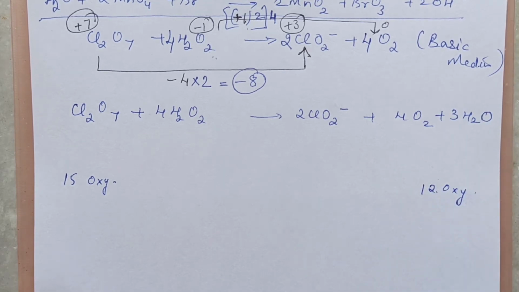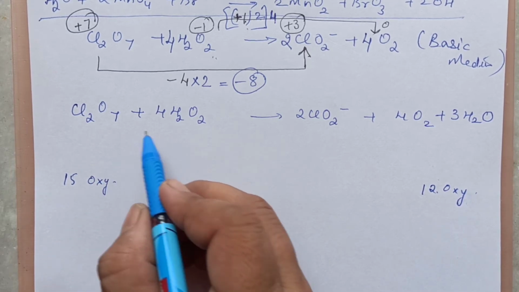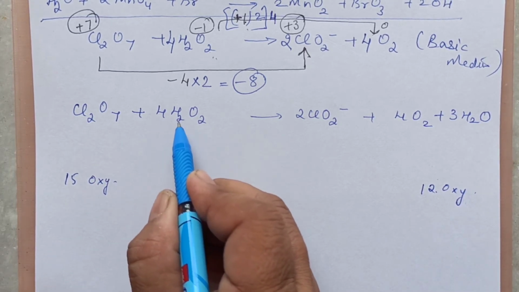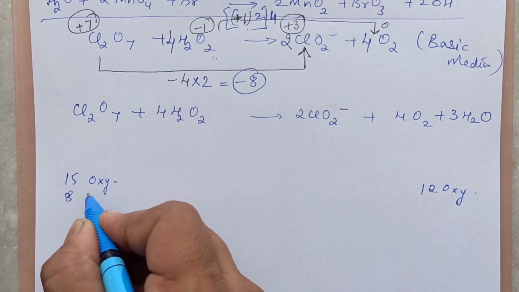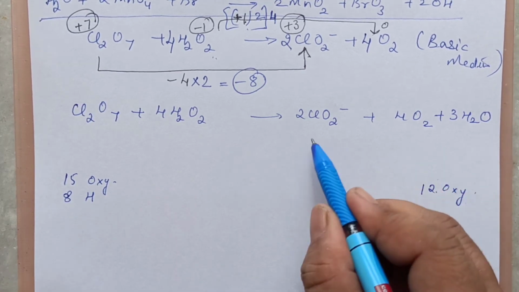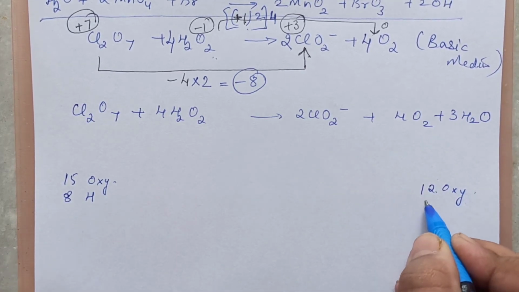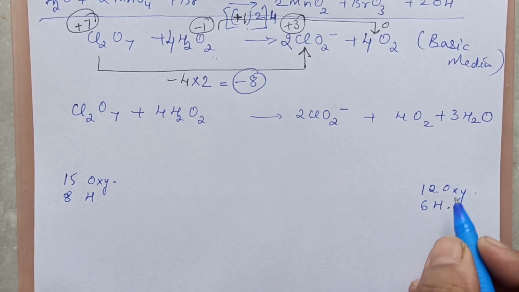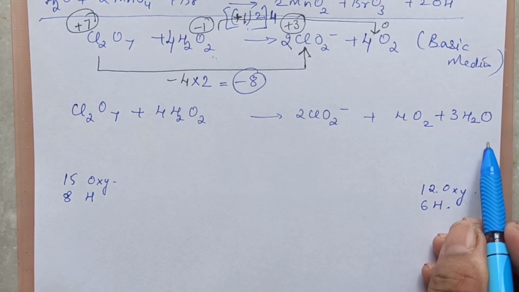Now we will check hydrogen atoms. How many hydrogens on the left hand side? You have 4 into 2, 8. You have 8 hydrogens on the left hand side. How many hydrogens on the right hand side? You have 6 hydrogens on the right hand side. So 2 are less on the right hand side.